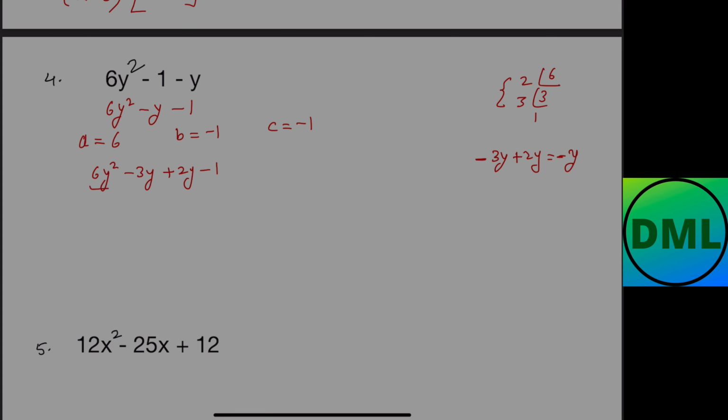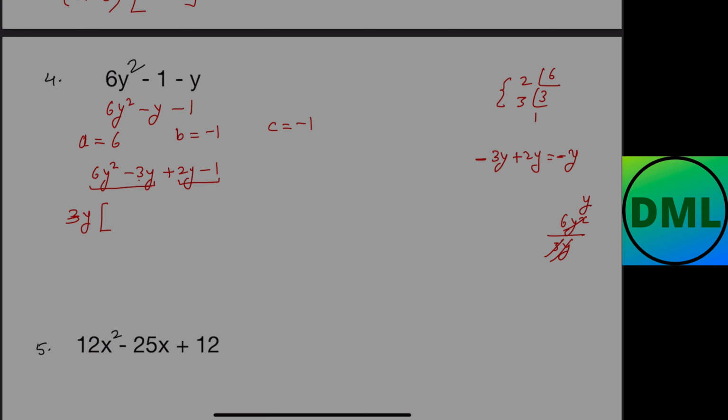Let's take out common factor from first two and the common factor from last two. From the first two, the common is 3y. Put the bracket. Out of 6y square, 3y is outside. You are left with what? You are left with 6y square over 3y divided. Y got cancelled with y square is y. 3 got cancelled with 6 is 2. You are left with 2y. Let's write down 2y here. Out of minus 3y, 3y is outside. You are left with minus 1 only.